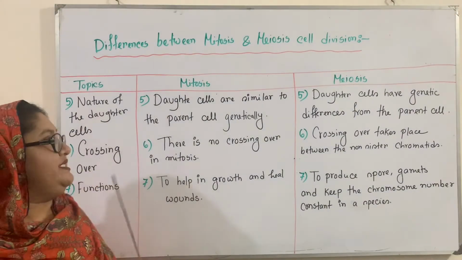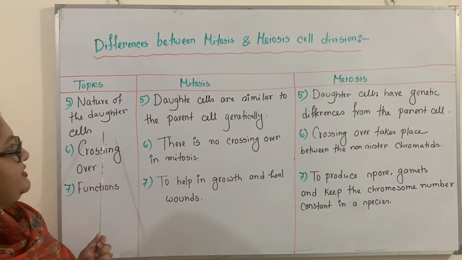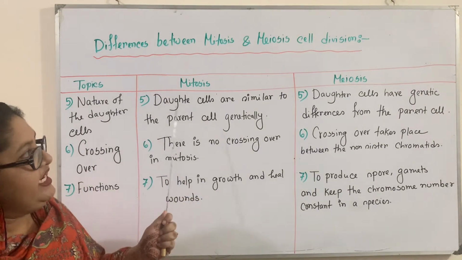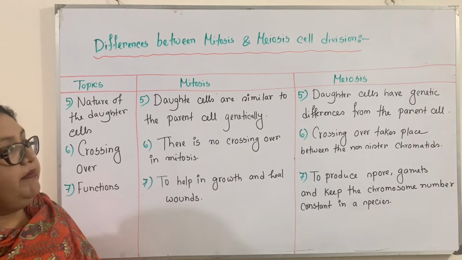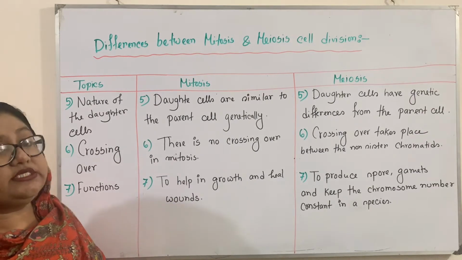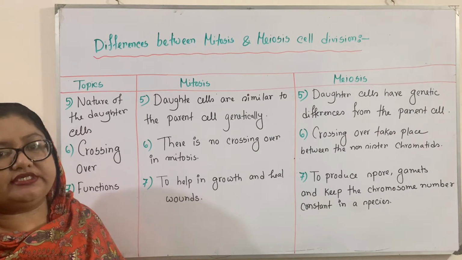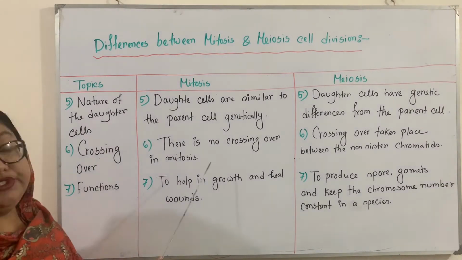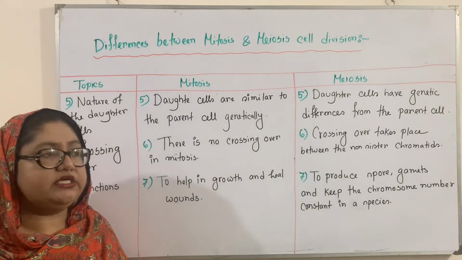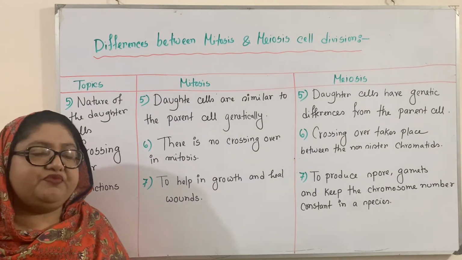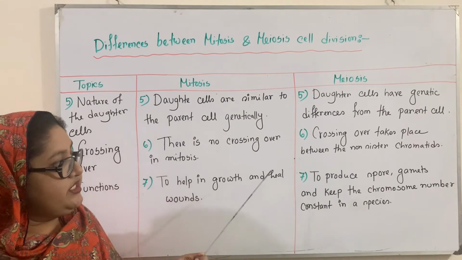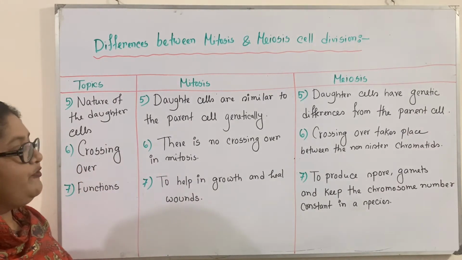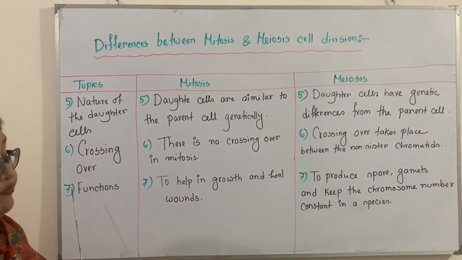Now, next point. Nature of the daughter cells. Daughter cells are similar to the parent cells genetically in case of mitosis cell division. But in case of meiosis cell division, daughter cells have genetic differences from the parent cell. Next, crossing over. There is no crossing over in mitosis cell division. Crossing over takes place in meiosis cell division between the non-sister chromatids, which occurs during the steps of prophase 1 cell division.